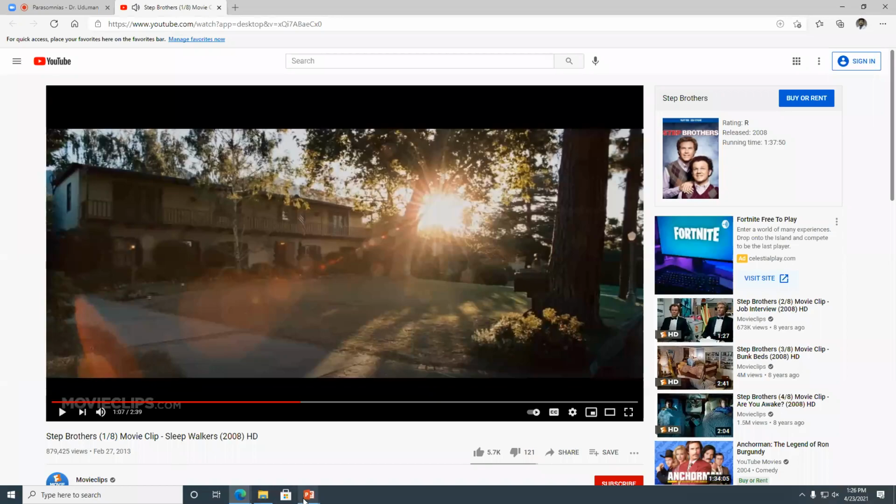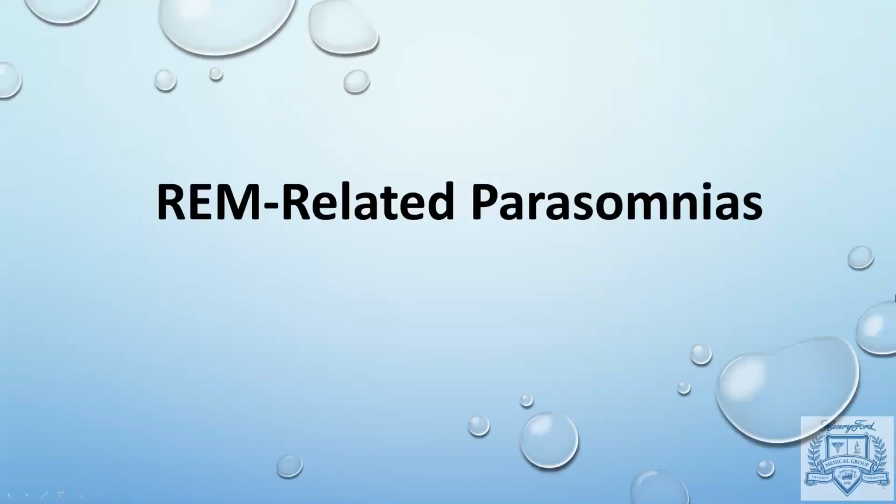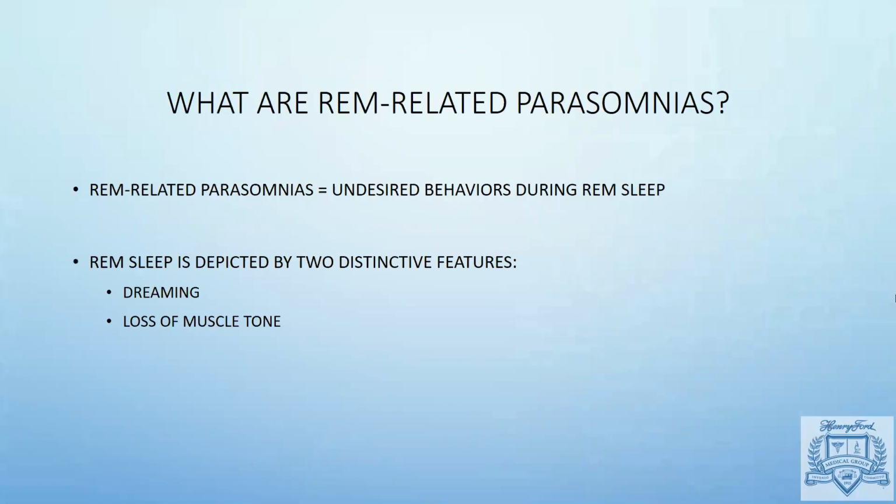All right, back to our PowerPoint. So we'll move on to REM-related parasomnias. Undesired behaviors that occur during REM sleep. There's two distinctive features that occur during REM sleep: vivid dreams and loss of muscle tone. It's not that you can't dream during non-REM sleep.